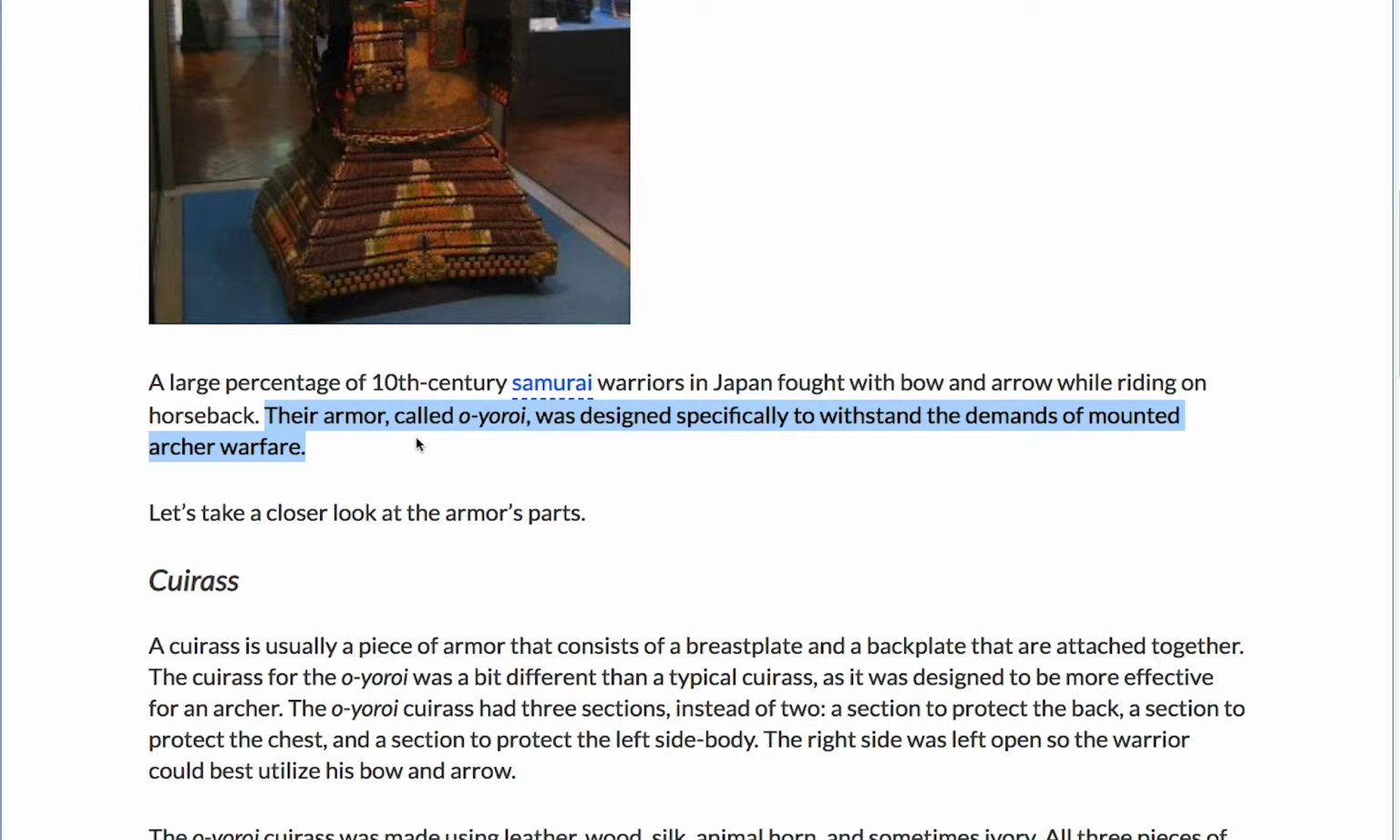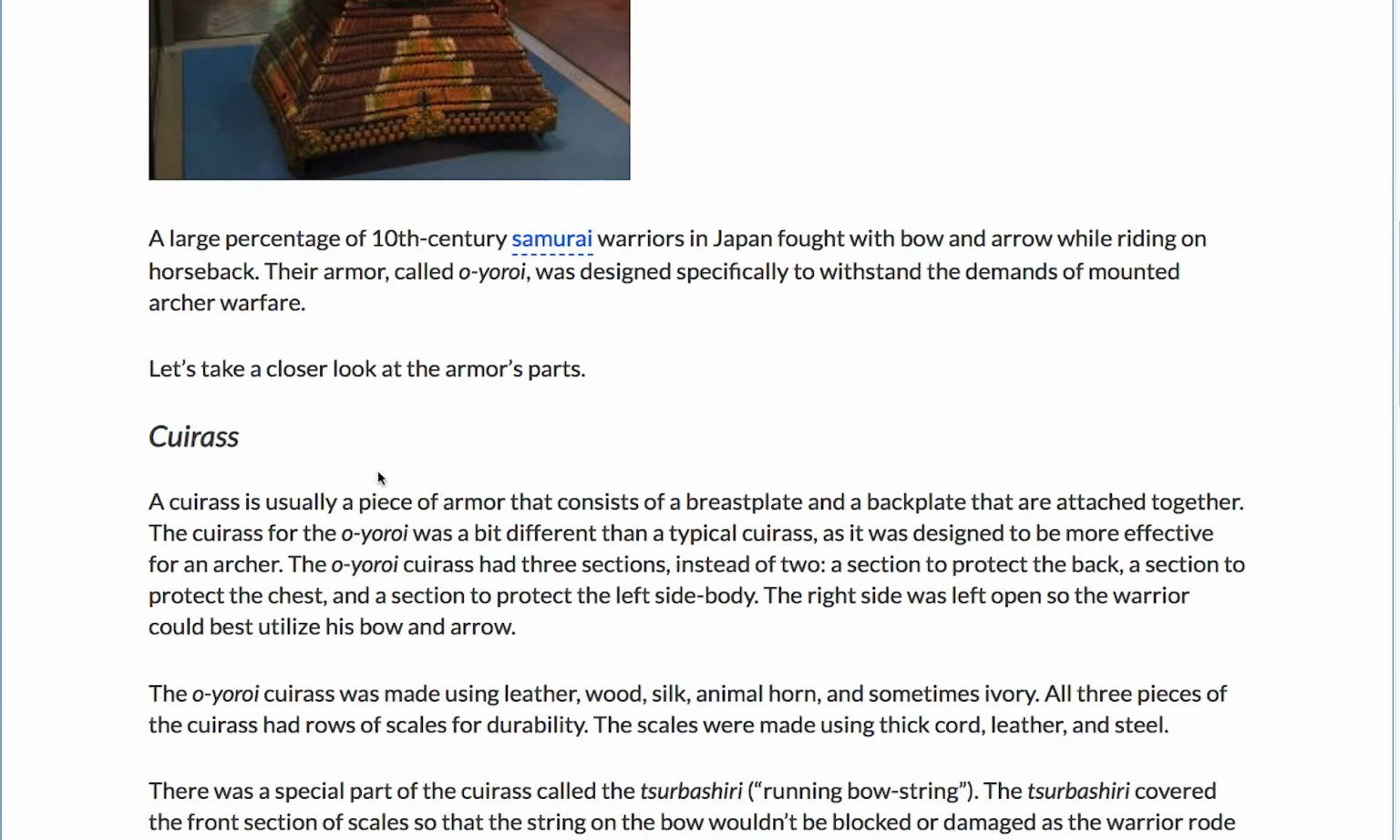I'll read the first paragraph. A cuirass is usually a piece of armor that consists of a breastplate and a backplate that are attached together. The cuirass for the o-yoroi was a bit different than a typical cuirass, as it was designed to be more effective for an archer. The o-yoroi cuirass had 3 sections instead of 2. A section to protect the back, a section to protect the chest, and a section to protect the left side body. The right side was left open, so the warrior could best utilize his bow and arrow.